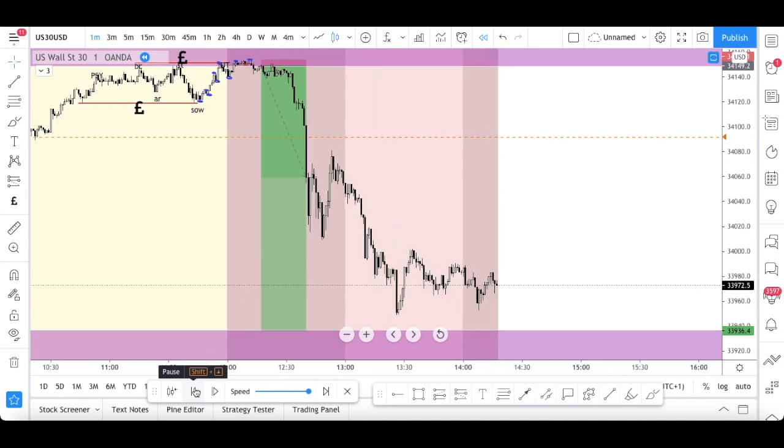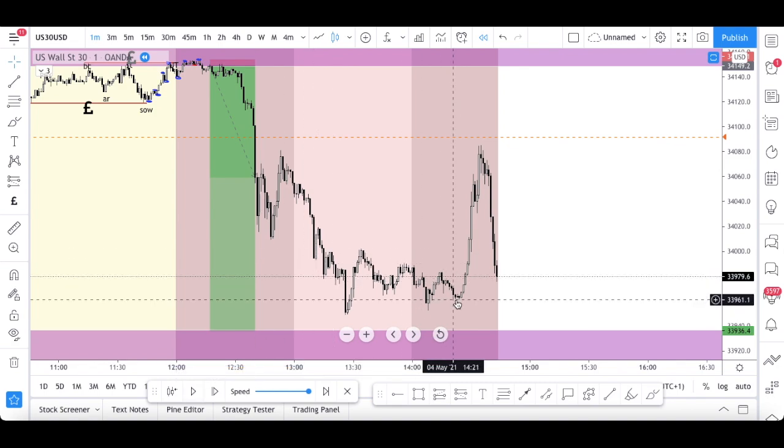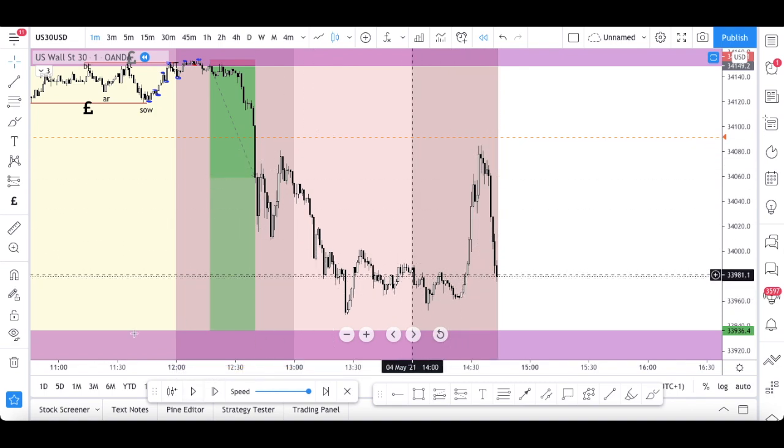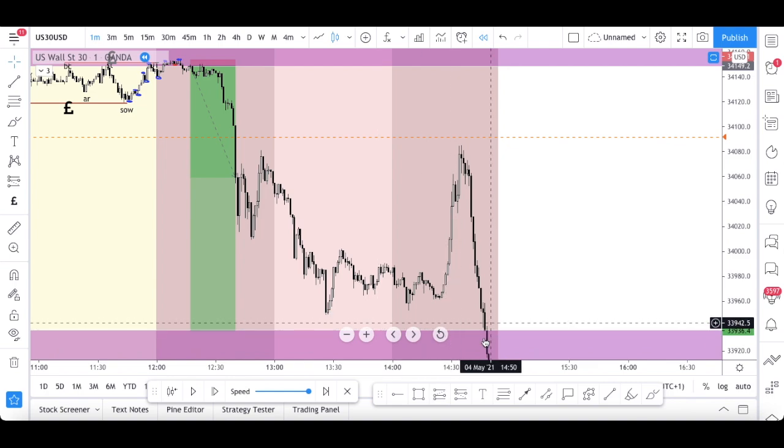And then we start to see that 2:30 p.m. volatility come in there, which, like I mentioned earlier, was just a manipulation of price. Seeing as how it's come back down, we'd expect mitigations here, but it actually turns out to go lower and hits our final TP.